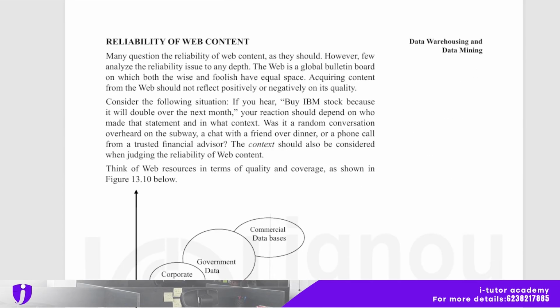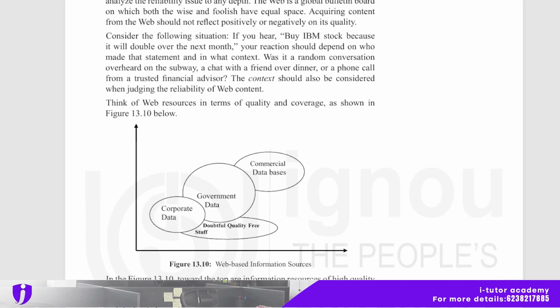Reliability of web content. Many question the reliability of web content, as they should. However, few analyze the reliability issue to any depth. The web is a global bulletin board on which both the wise and foolish have equal space. Acquiring content from the web should not reflect positively or negatively on its quality. Consider the following situation: if you hear "buy IBM stock because it will double over the next month," your reaction should depend on who made that statement and in what context. The context should also be considered when judging the reliability of web content.